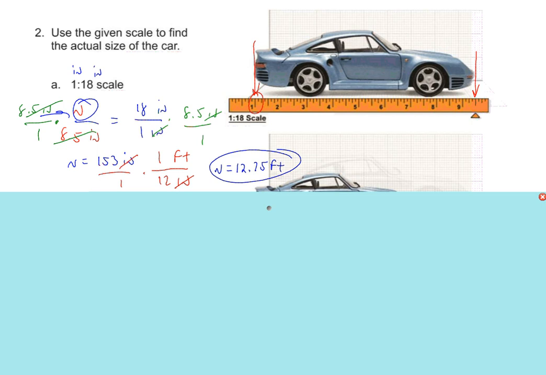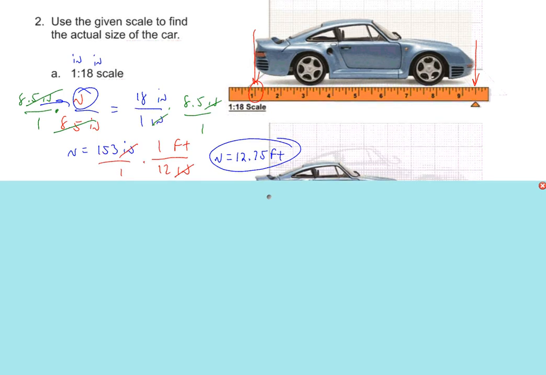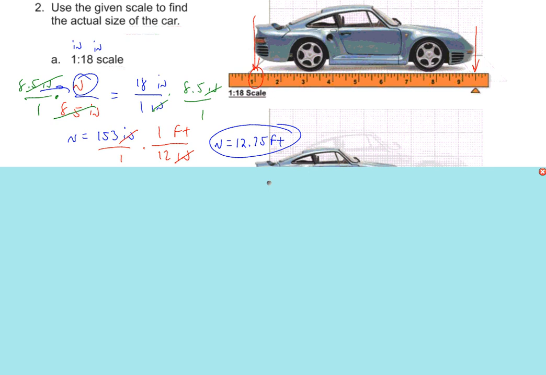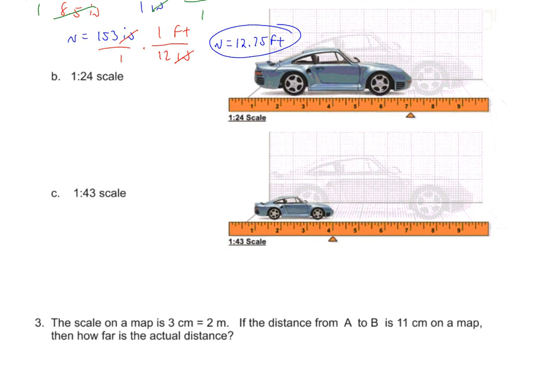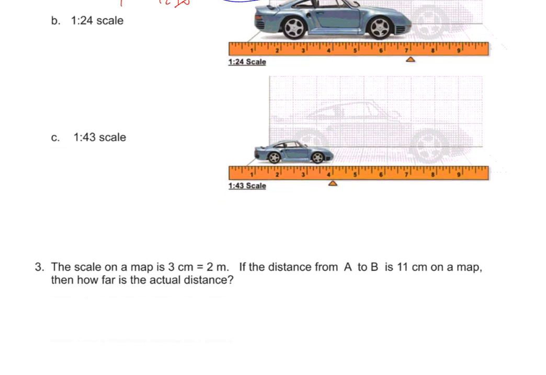Okay, so 12.75 feet is the length of our car. Christina, you have to leave at 12:30. So again, the homework's at the bottom of the page, so you can see what to do. Here's a similar situation. Now the car is in 1 to 24 scale. We'd set it up the same way. And finally, the third situation, 1 to 43 scale. Again, we do it all the exact same way. I'm going to skip that for time's sake. They're all exactly the same kind of problem, right? Only in each situation, the scale has changed.